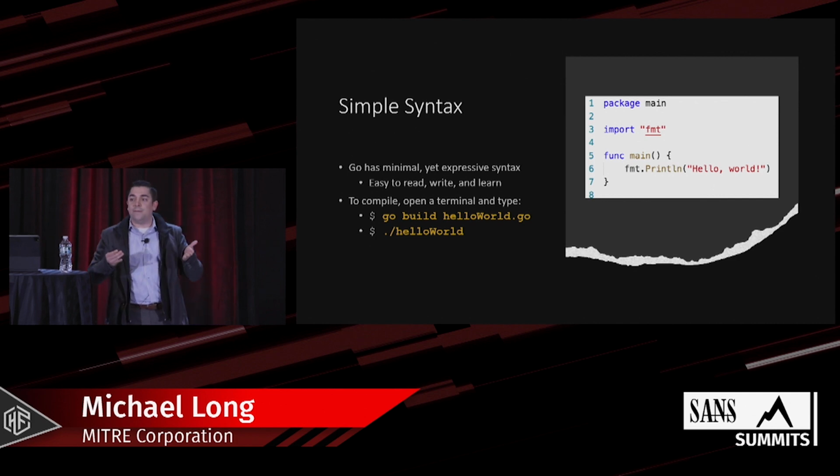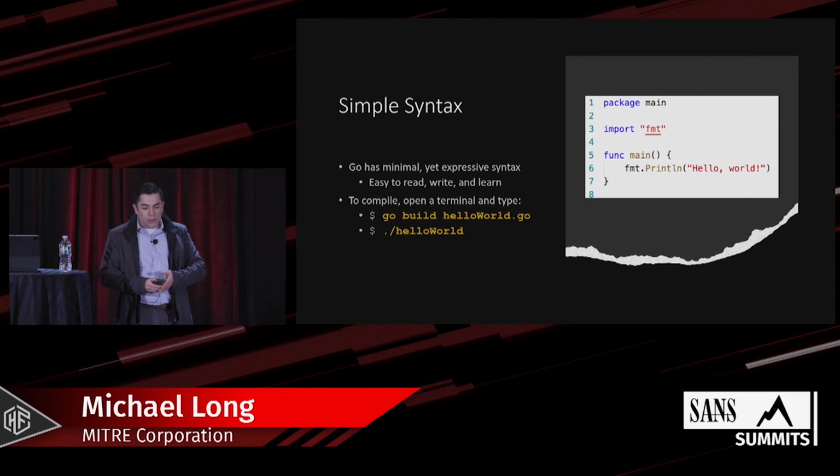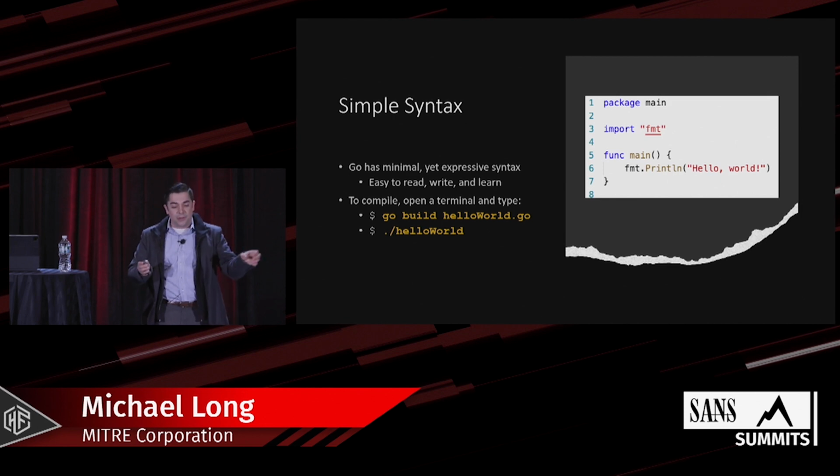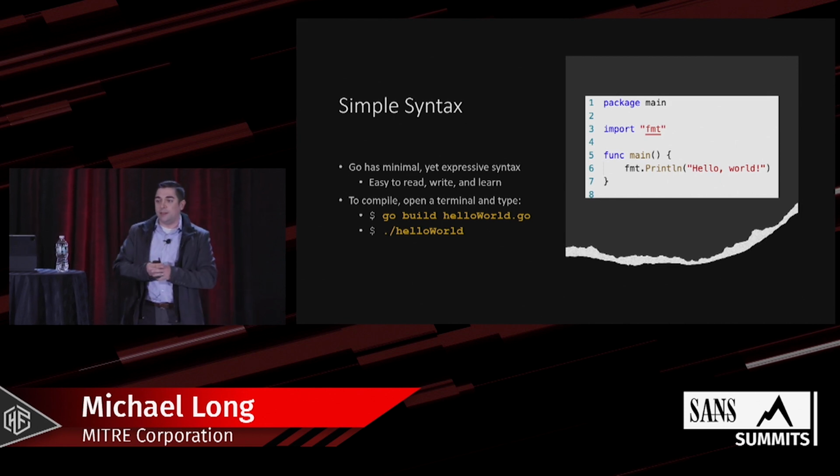Line 3, you import the fmt package, basically short for formatted input and output. Then between lines 5 through 7, you actually get into the substance of the code. So when you want to call Hello World, it's very simple. fmt.Println followed by whatever it is you want to send to the console.